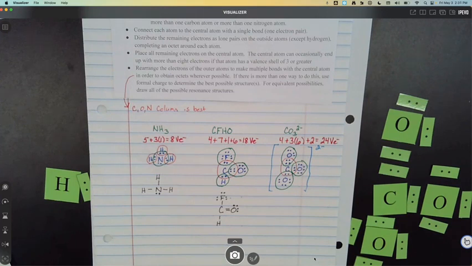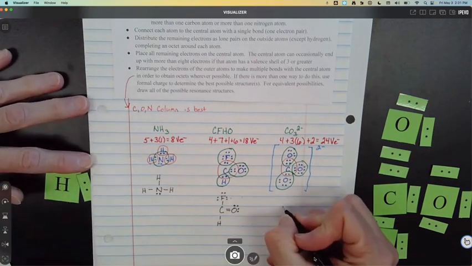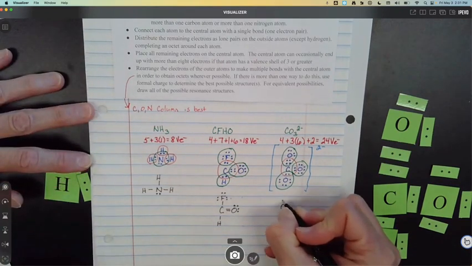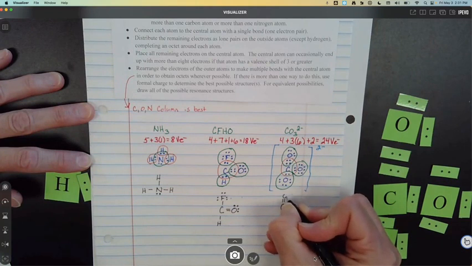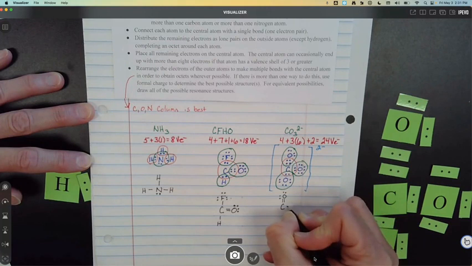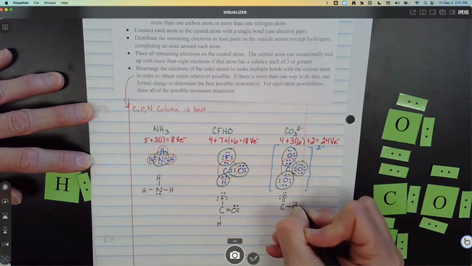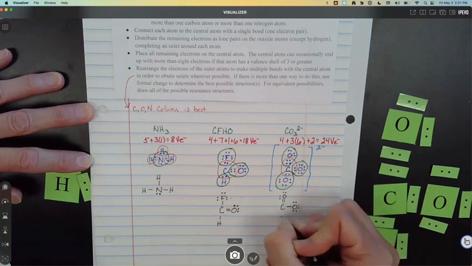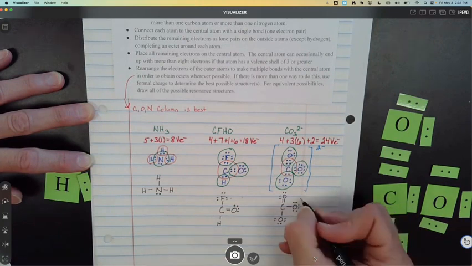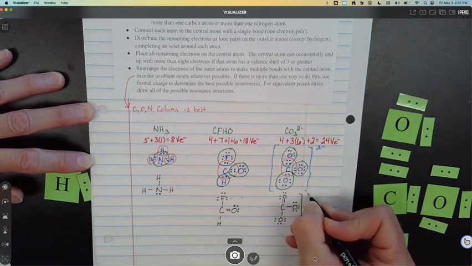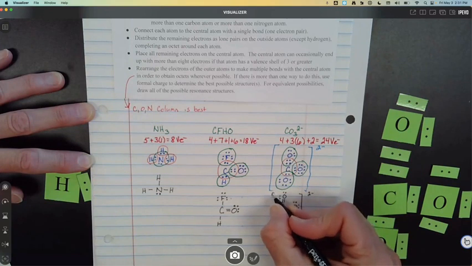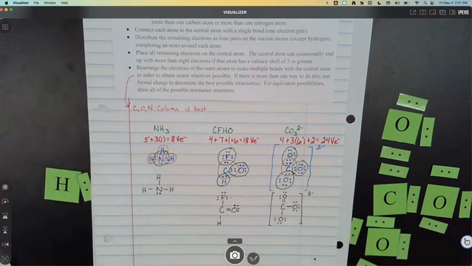So on the redraw, this thing now is carbon, double bonded to an oxygen, single bonded to another oxygen, single bonded to another oxygen, with a 2 negative charge. So there it is, kind of cleaned up.